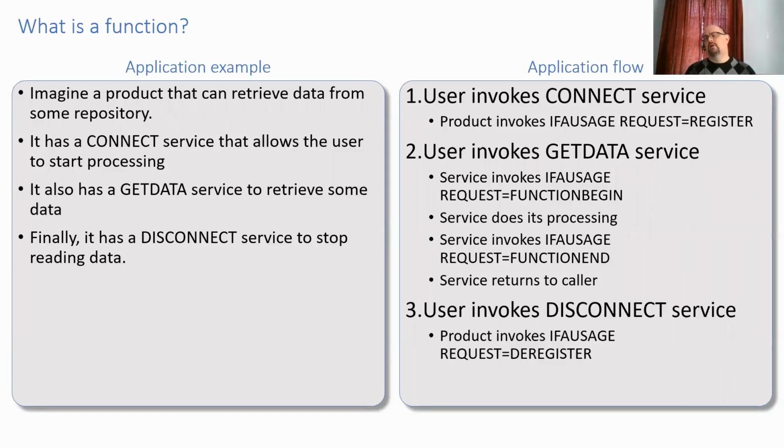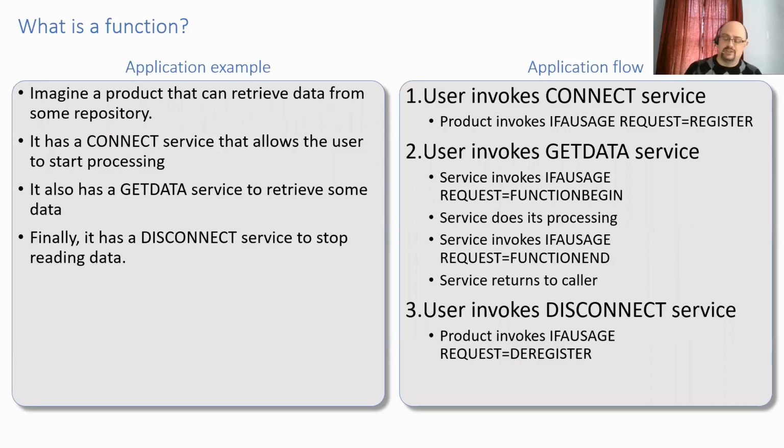So the application flow: the user program invokes this connect service. Under the covers, that's going to invoke IFA usage request equals register. Then the user program does some processing, and then it says, all right, I'm ready to go get some data, go invoke the get data service. It invokes IFA usage request function equals begin, which we haven't talked about yet, but we're coming up on that soon. It does some processing and then invokes IFA usage request function equals end and returns back to the caller. And then it does some other processing in the user program. Then it calls this disconnect service, at which point the product is going to invoke IFA usage request equals deregister. So that's the flow of what this application might look like.